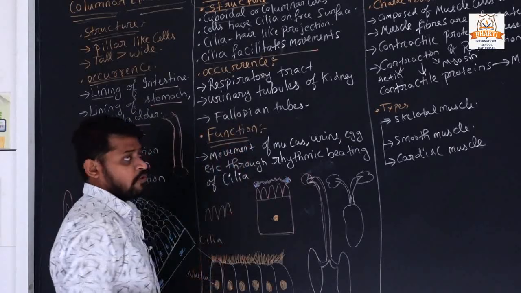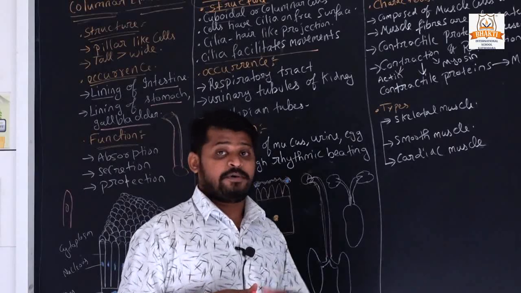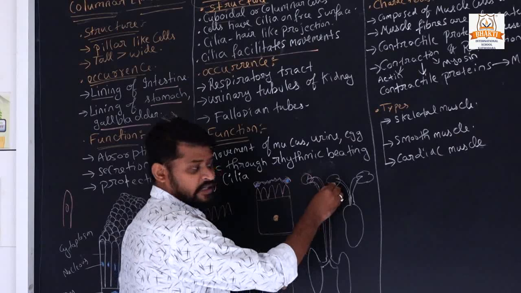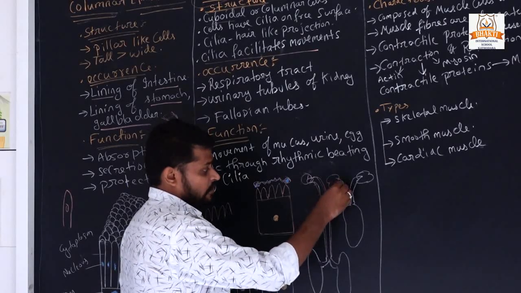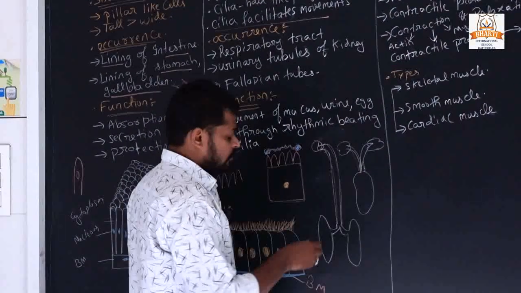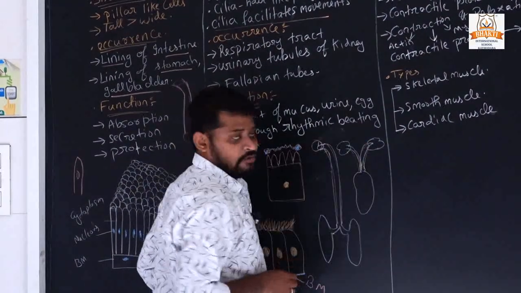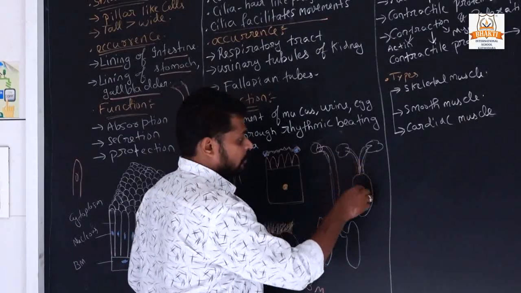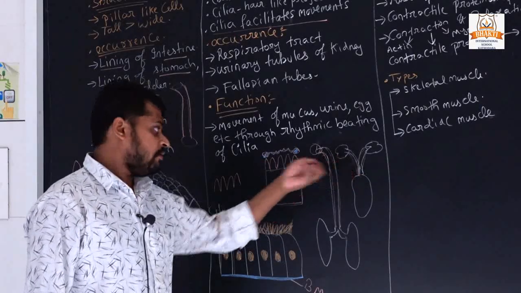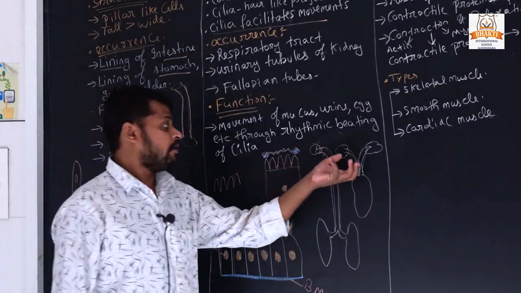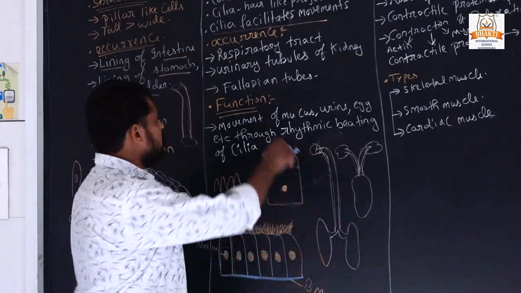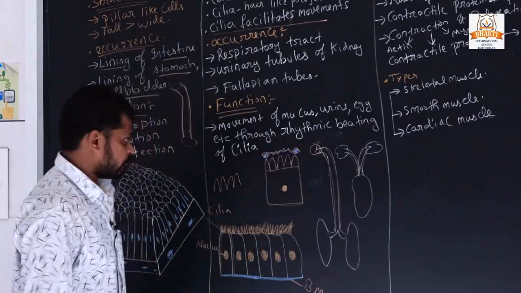And fallopian tubes. What are fallopian tubes? The reproductive part of a female. You will see here, this is the ovary, and the ovary is joined with the uterus. This is called a fallopian tube. The reproductive part of a female from the ovary onward is called the fallopian tube.